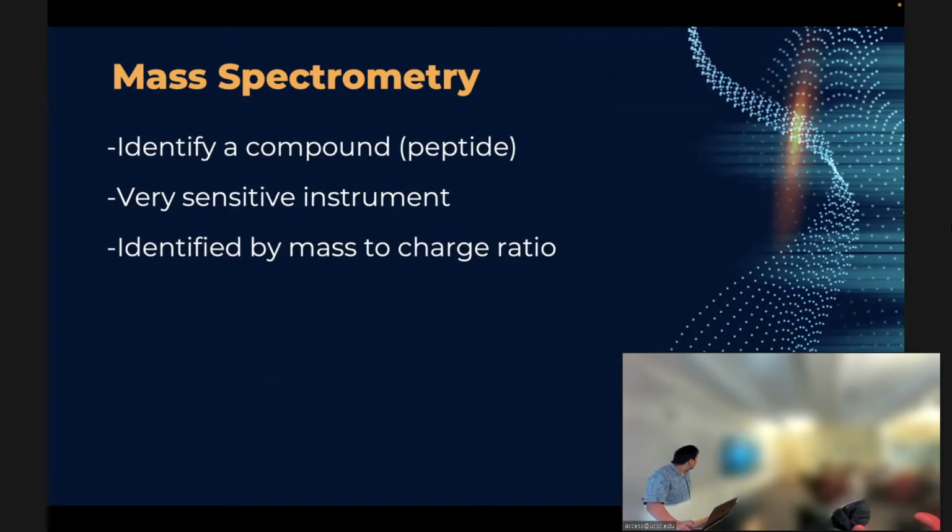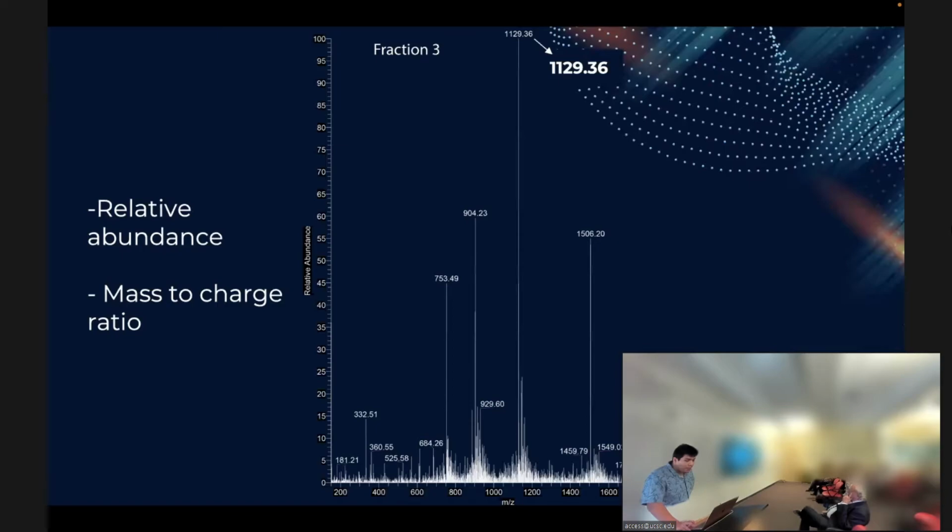So what exactly is mass spec? Simply, it's a way of identifying a compound, in our case, a peptide. And it's a very sensitive instrument, so there's going to be a lot of byproducts that you'll see, a lot of lines. And the way you identify a compound with mass spec is by the mass to charge ratio. So, a quick overview of how to look at a mass spec graph.